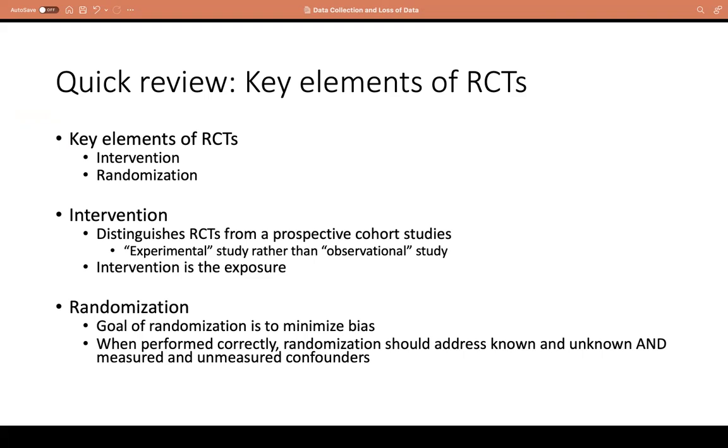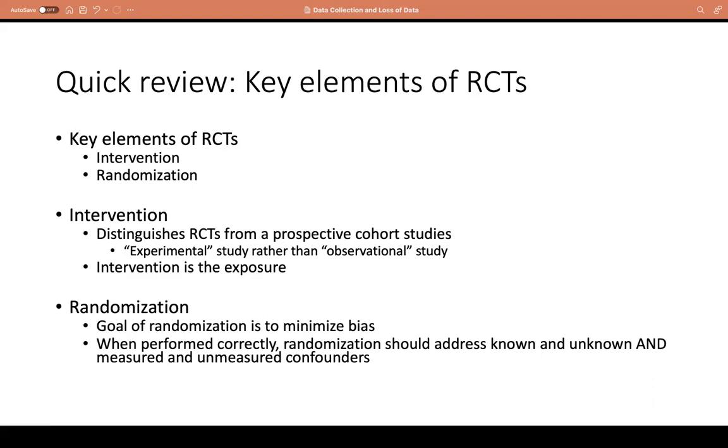So just to review, the key elements of RCTs are that you are intervening and that we're randomizing the intervention. So the intervention distinguishes RCTs from prospective cohort studies. Instead of just identifying people based upon their exposure status, we're actually creating the exposure, which is the intervention, and then we randomize people. And so the goal of randomization is to minimize bias.